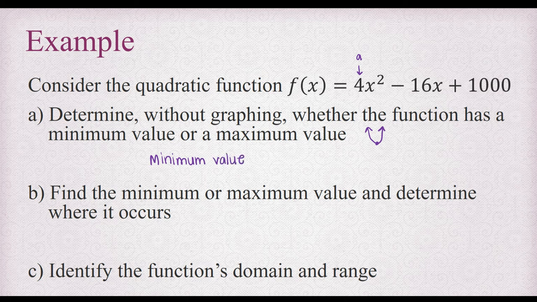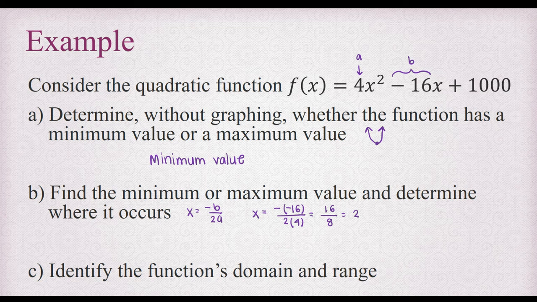So then in part B, we're going to find this minimum value and determine where it occurs. That means that I need to use that formula x = -b/2a. I already know that a is 4. That means that the b value is whatever is connected to x, so that looks like -16. So I'm going to have x equals negative, and then -16 divided by 2 times 4. So we really have a +16 on the top. 2 times 4 is 8. So it looks like 2 is where the minimum value occurs.